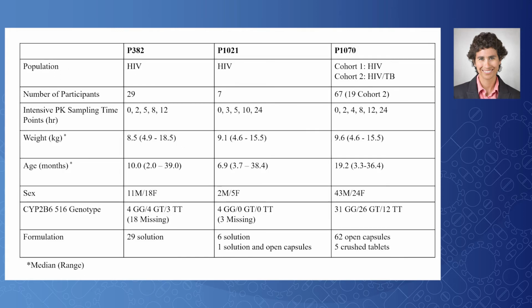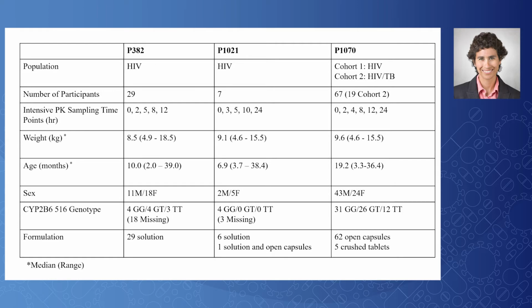Our analysis drew from three previously published IMPAACT studies, namely 382, 1021, and 1070. All three studies included HIV-infected infants and young children. 1070 had a cohort of patients who were co-infected with tuberculosis. There were 19 patients in this cohort. In total, we had 103 participants in the three studies used in the analysis.